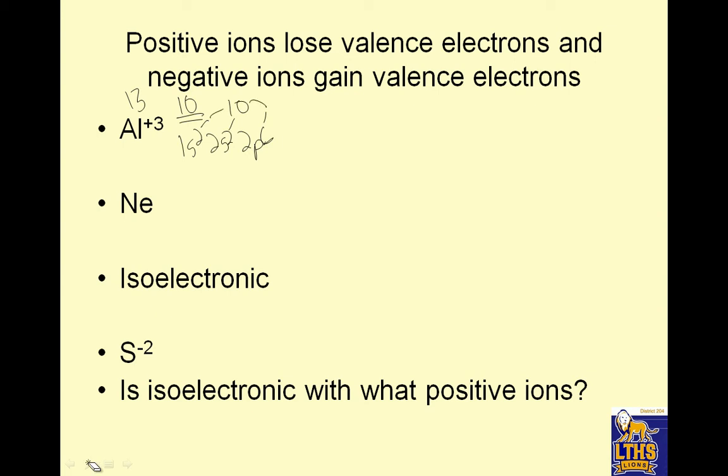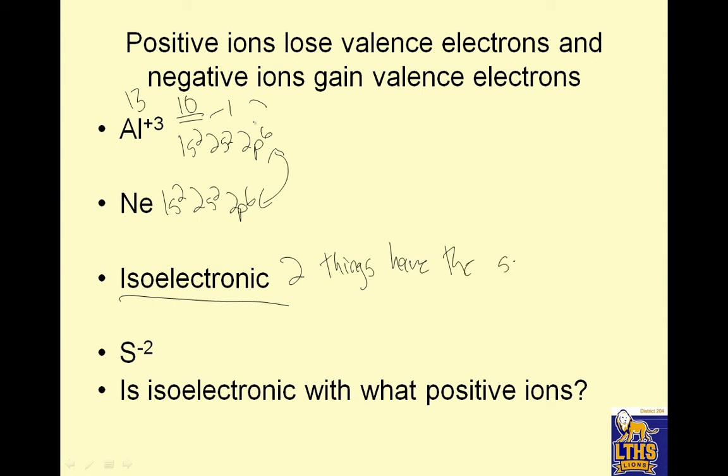Okay, so there's nothing special that indicates that it's a positive ion. It's just, you know, that it's aluminum that has this. Okay, neon. Neon has no charge. It's a noble gas. Noble gases tend to not have charges. Now, the far right-hand column, 1s2, 2s2, 2p6. Hey, they're the same electron configurations. Oh, that's the definition of isoelectronic. Two things have the same electron configuration.